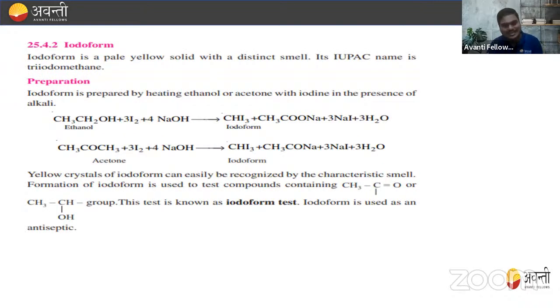Now let's move to the next thing, that is iodoform. So what is this iodoform test, beta? Iodoform is a pale yellow solid with a distinct smell, and the IUPAC name is triiodomethane. So what is the preparation? Iodoform is prepared by heating ethanol or acetone with iodine in the presence of alkali, right?